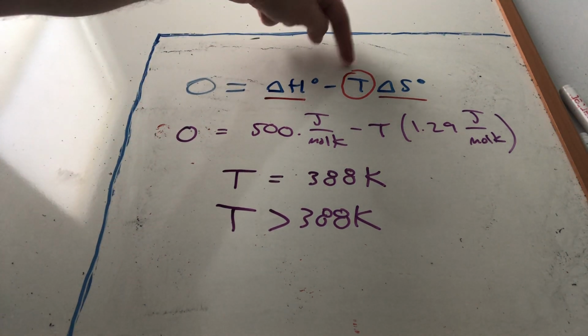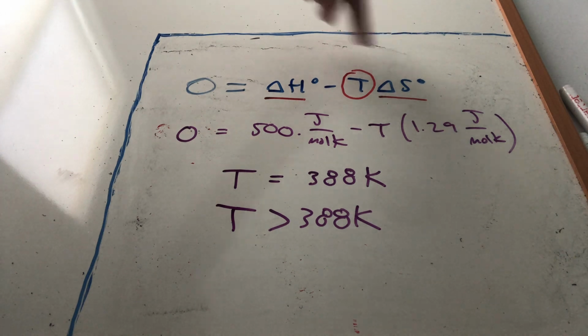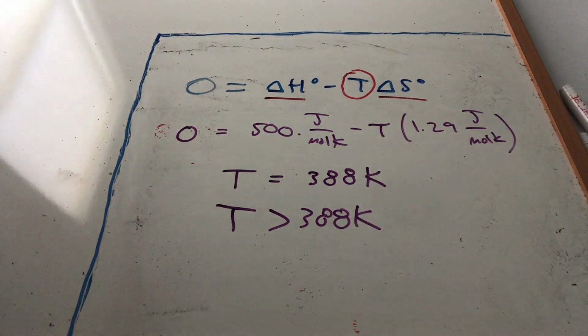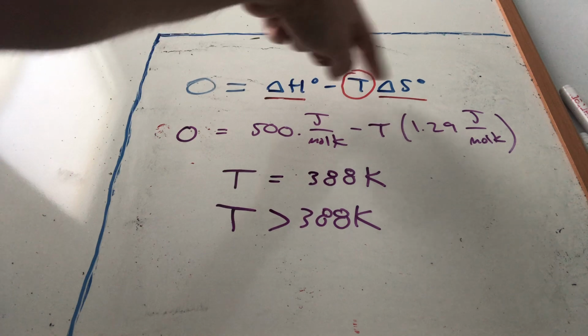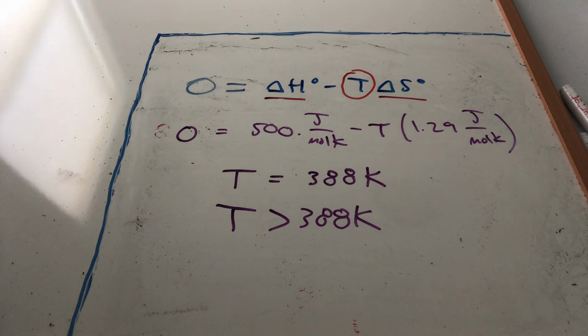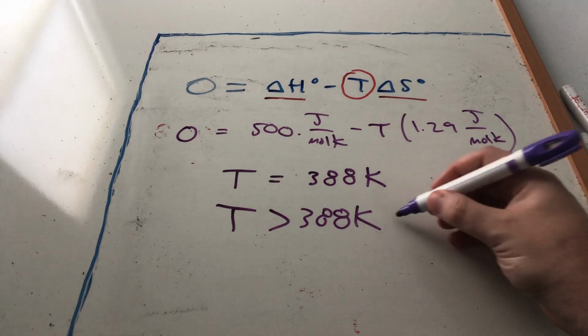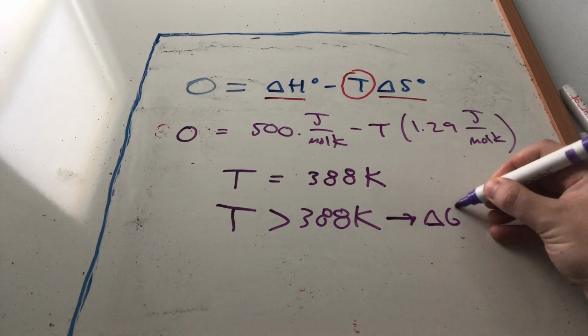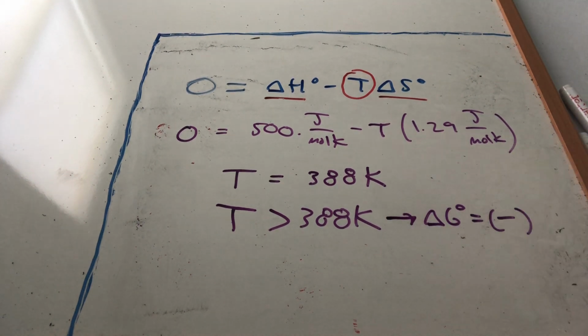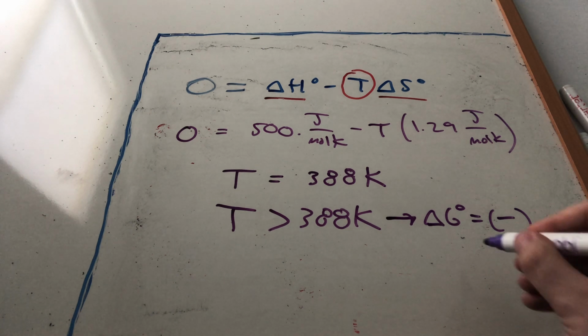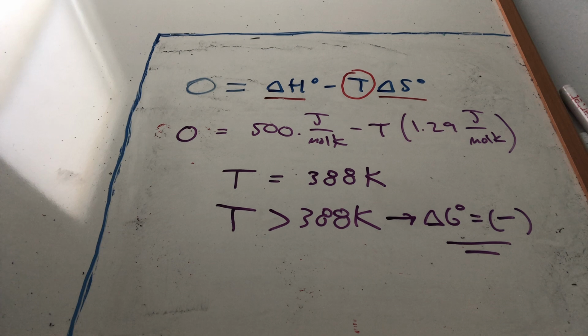But any T that's greater, I can throw in there, and then this sum is going to be a negative value, delta H minus T delta S naught, right? So when T is greater than 388 Kelvin, then we know that delta G naught is negative. We're analyzing standard conditions. So then we know it's going to be spontaneous, A going to B. Pretty simple idea, but it's important to stay organized with things.